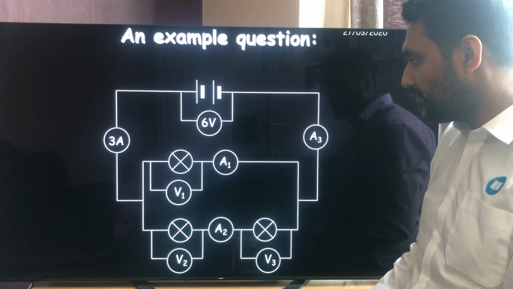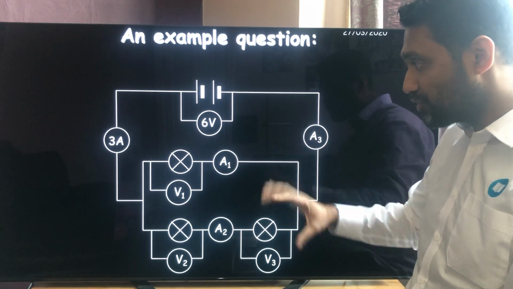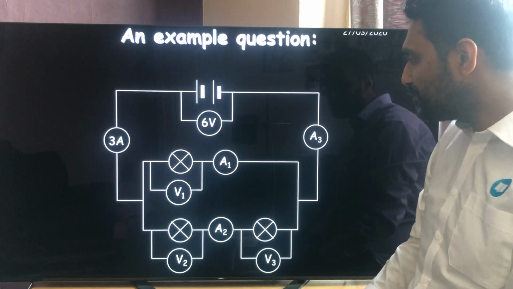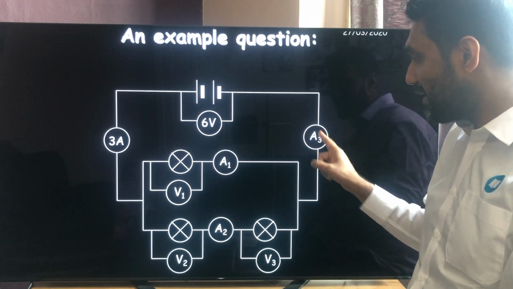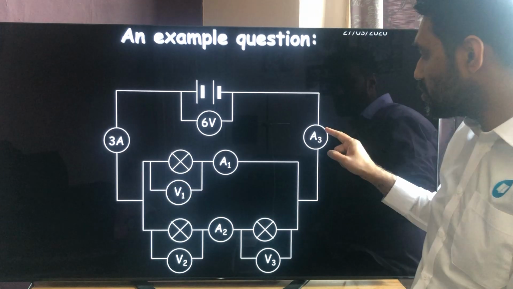What about the current though? Based on what we've just done about sharing it out, if I've got 3 amps there, it's also going to be 3 amps there because it's coming across there and it all joins back together again.